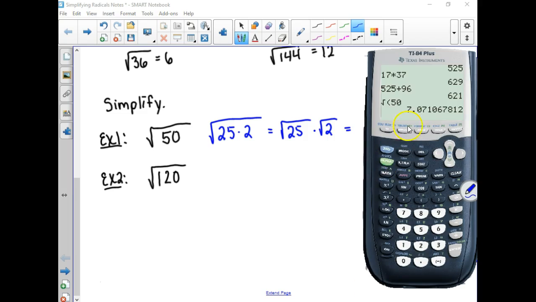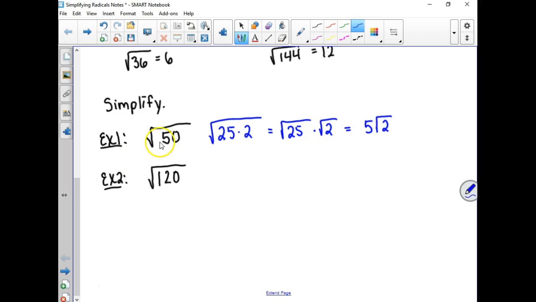If you don't believe me, we can type it in. 5 times the square root of 2, and we'll also get that same decimal. So these two are equivalent. This is what we call the simplified radical. I know that you might argue that actually seems less simple, but that's what they call it in upper level math classes. Let's look at number 2.